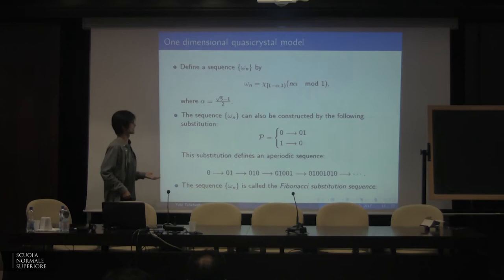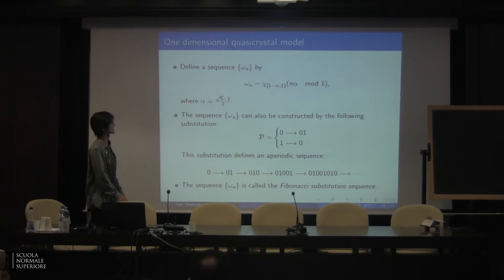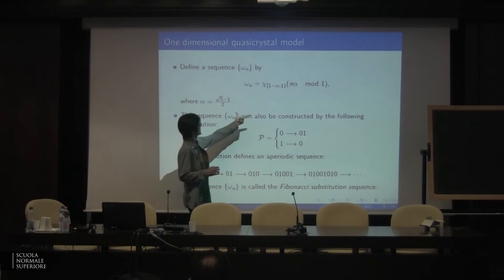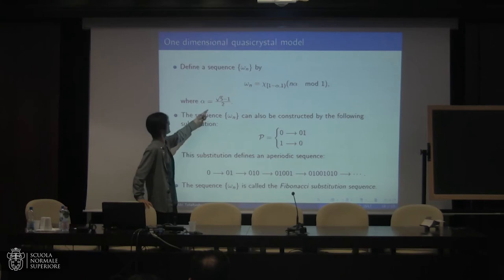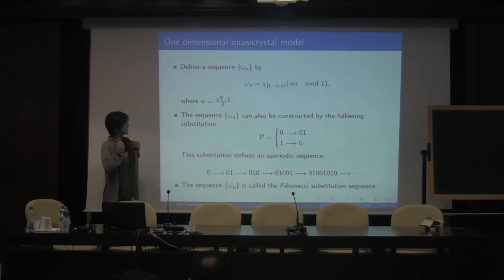What's the method to create such a sequence, or a periodic sequence? We can create a sequence in this way. I did not explain much, but this is called a Sturmian sequence, and if you pick alpha in this way, the inverse of the golden mean, then that is called a Fibonacci substitution sequence. And this sequence can be constructed in a different way by substitution.